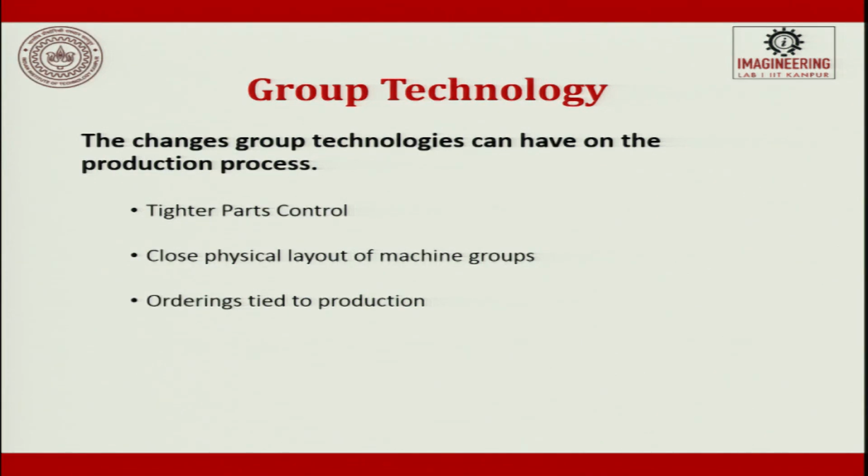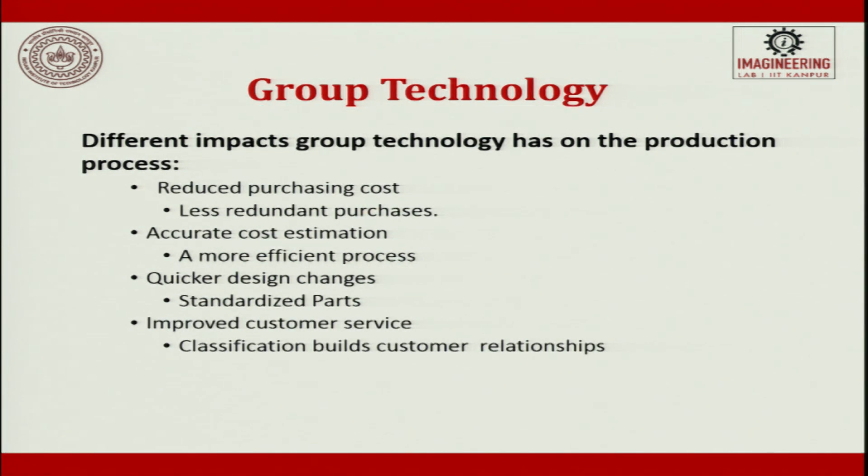Next, the production control. The changes group technology can have on the production process are tighter part control, close physical layout of machine groups, ordering tied to production. All these things can be done if group technology is implemented in a strong manner. Tighter part controls can be done, close physical layout of the machine groups and ordering tied to production can happen. So, these are the different impacts group technology has on the production process.